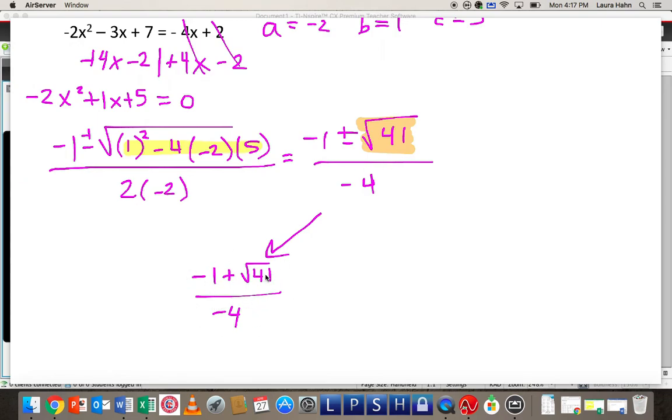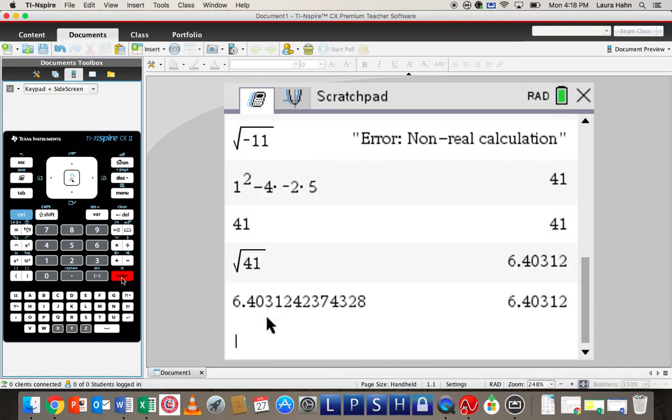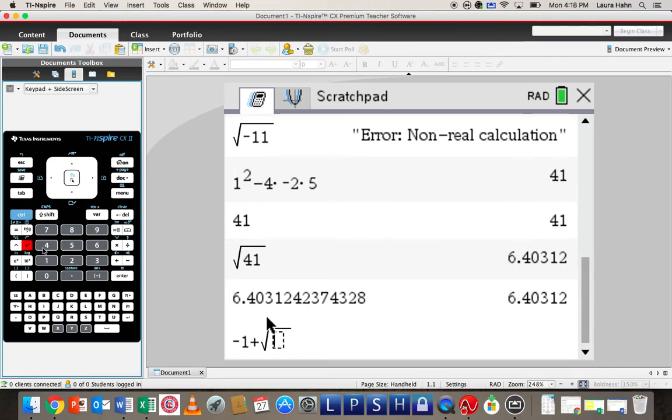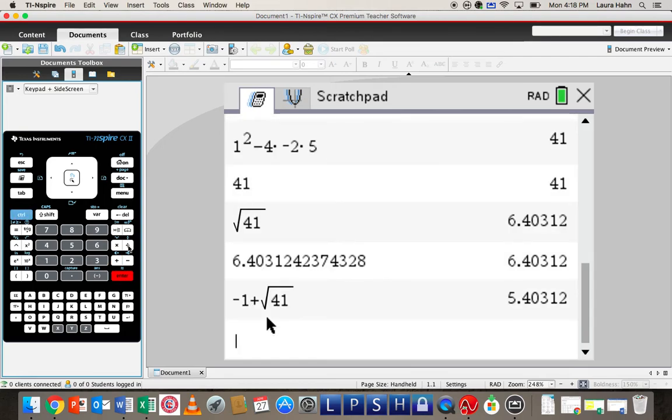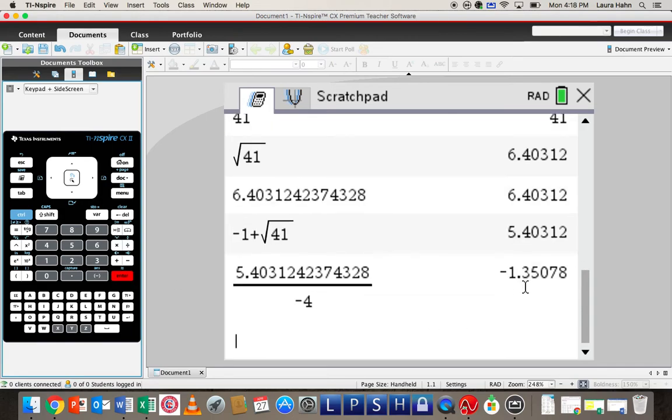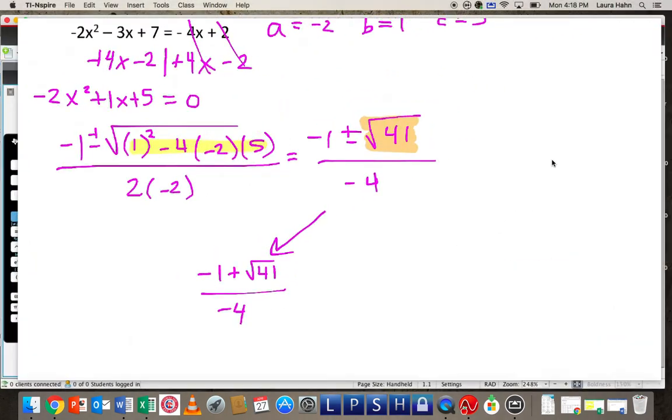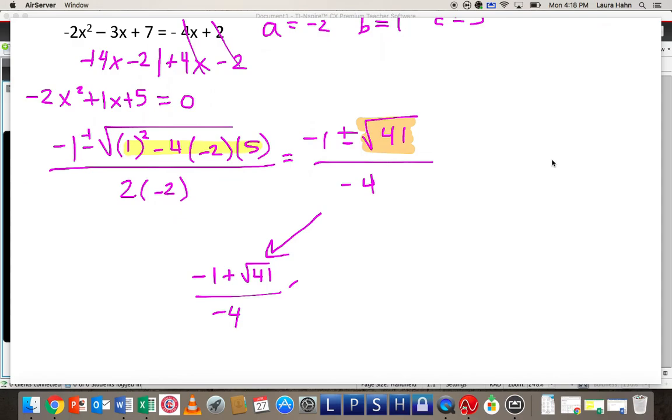But if you want it as a decimal, I can go ahead and type this into my calculator as well. All right, so I'm going to do negative 1 plus the square root of 41. After I get that, then I'll divide by negative 4. After that, I'm going to divide by that negative 4, which is, I'm going to round it to negative 1.35. Okay, so this is what it would be exact, and this is rounded.